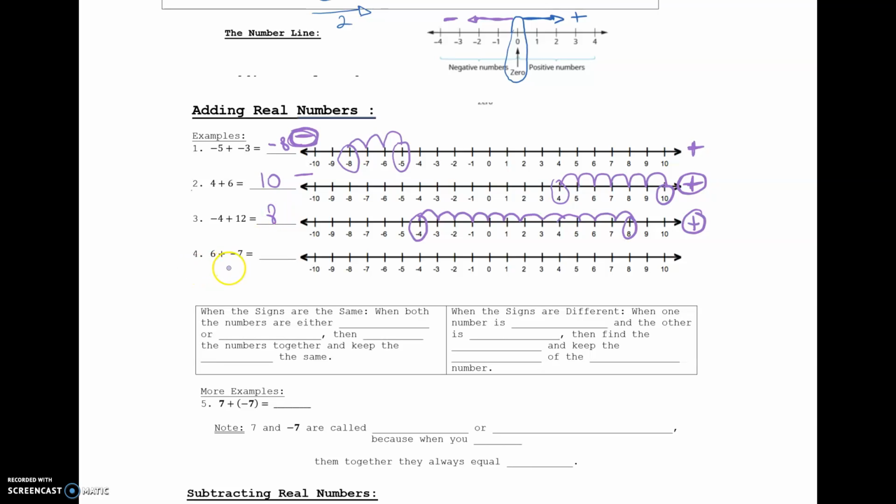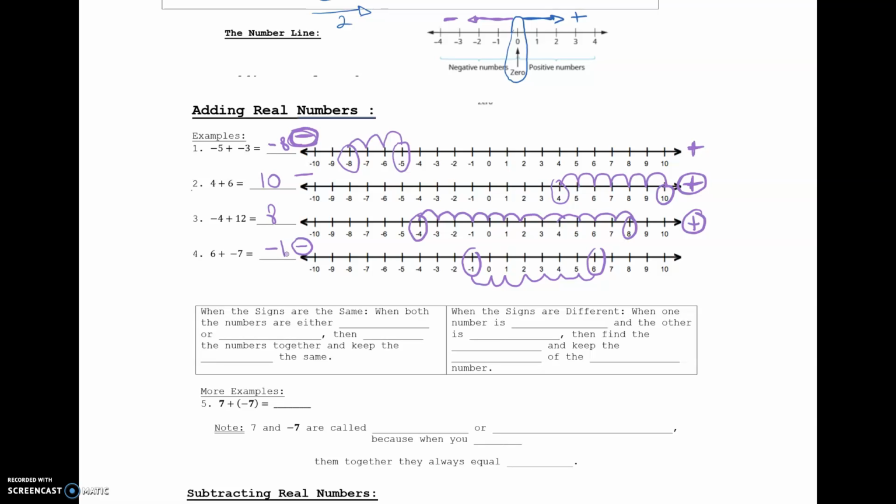Now, for my last example, I'm starting at positive 6, and then I'm doing plus a negative 7. So this time I'm going in the negative direction, 7 units. So 1, 2, 3, 4, 5, 6, 7, and I end up at negative 1. So that's my answer.